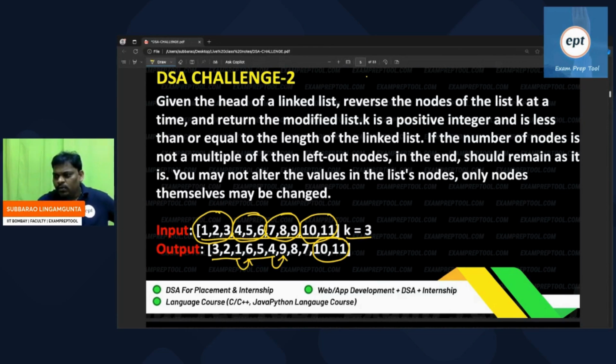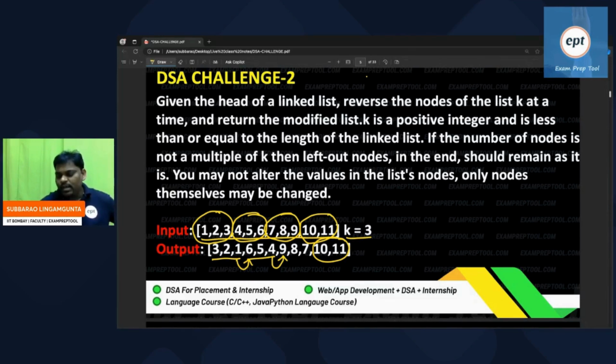Normally, the first node's next goes to the second node, and the second node's next goes to the third node. Reversing is nothing but the second node's next going to the first. That is the meaning of reverse. You have to do this reverse in groups of k nodes. So to solve this problem, you should know how to reverse it.